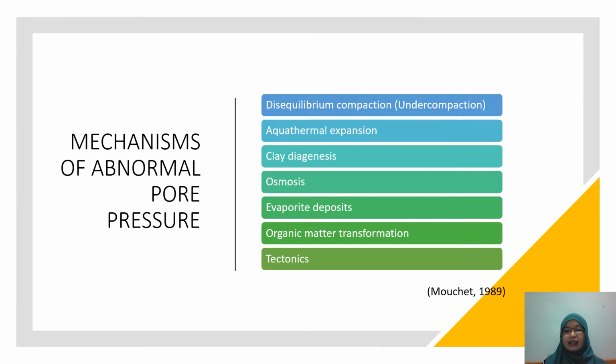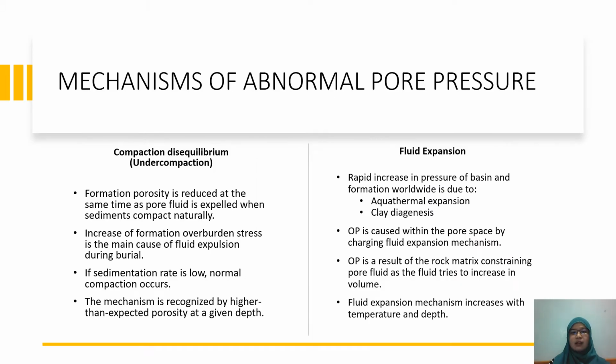Next is the mechanism of abnormal pore pressure. According to Mouchet in 1989, there are 7 mechanisms of abnormal pore pressure, which include the disequilibrium compaction, also known as undercompaction, aquathermal expansion, clay diagenesis, osmosis, evaporite deposits, organic matter transformation, and also tectonics. There are two most common mechanisms of abnormal pore pressure, which are the compaction disequilibrium and also the fluid expansion mechanism. Firstly, we will touch on the compaction disequilibrium, also known as the undercompaction.